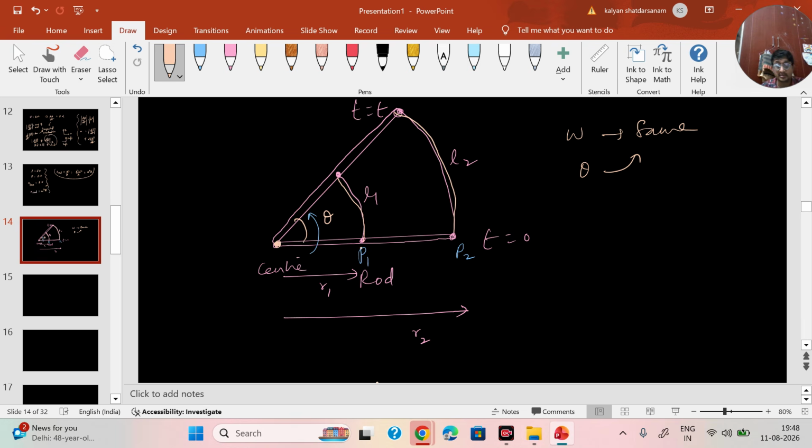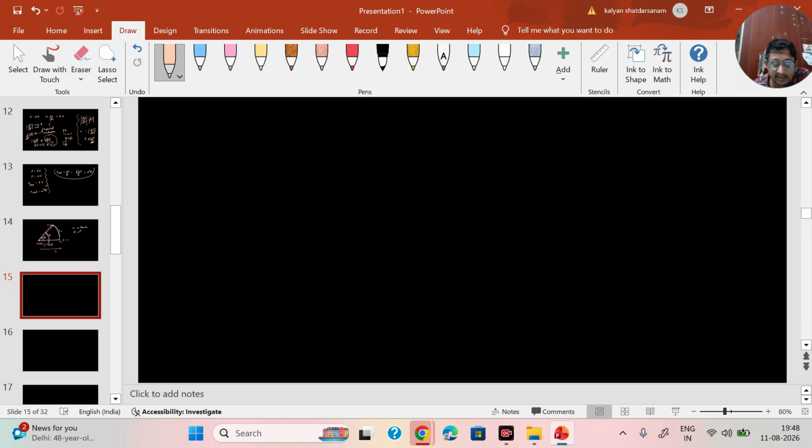So that's the distinct advantage we have here. Sometimes angular variables are the same, so it makes our life easier. First you calculate all the angular quantities, then you convert them into linear if required. That's the idea here. So this is as far as the relationship between linear and angular is concerned. Now, how is this useful in our applications? So let's look at it.